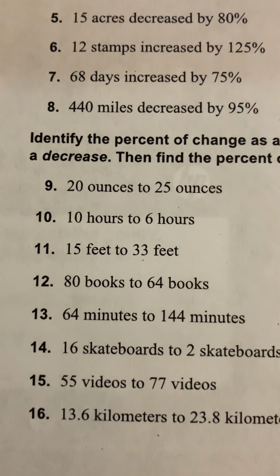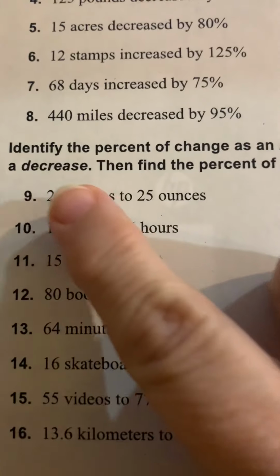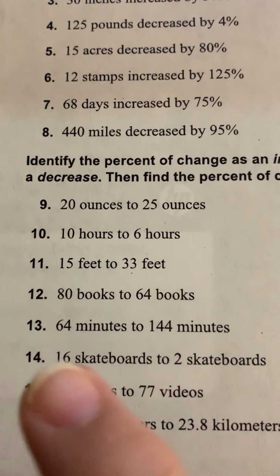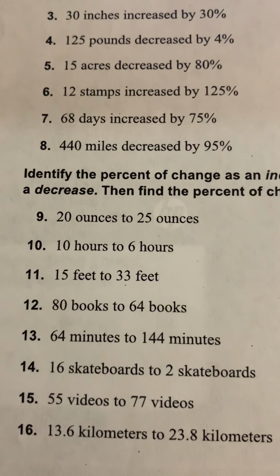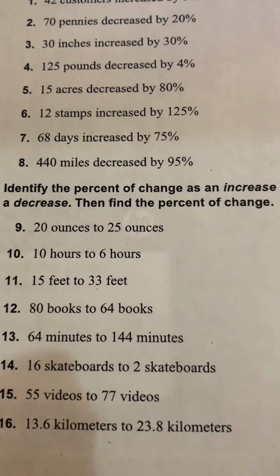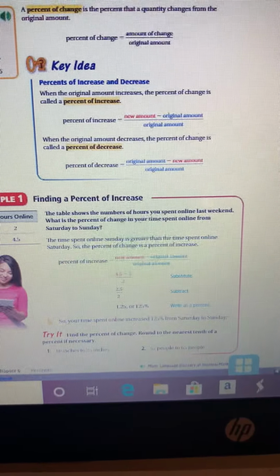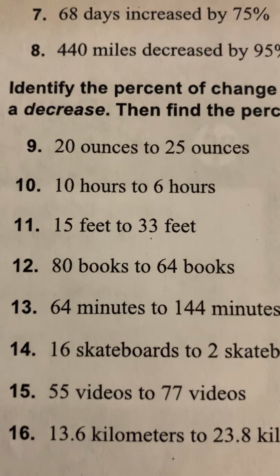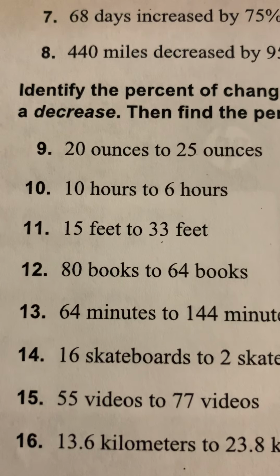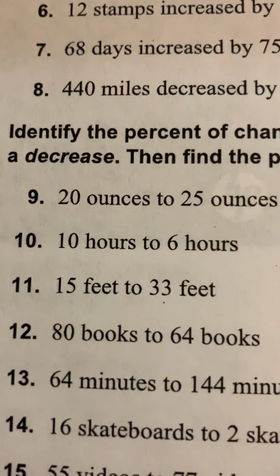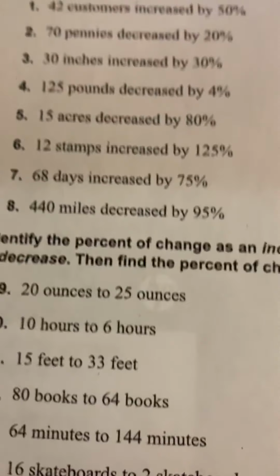I hope you can see that when you go from 20 ounces to 25 ounces, that's an increase. And when you go from 10 hours to 6 hours, that's a decrease. The directions tell you to write whether it's an increase or decrease and then by how much. So keep in mind the percent of change, okay, for increase. So let's use one of these problems that's an increase. We'll use the first one, 20 ounces to 25 ounces, that's an increase.